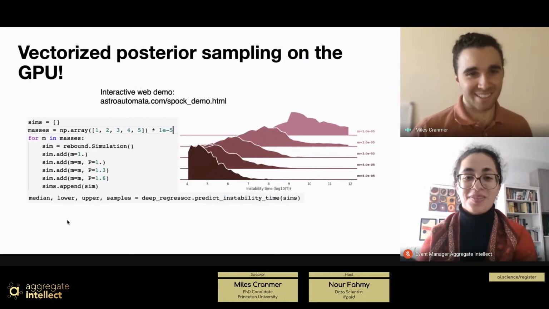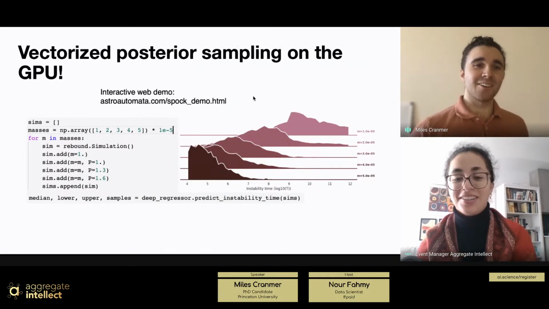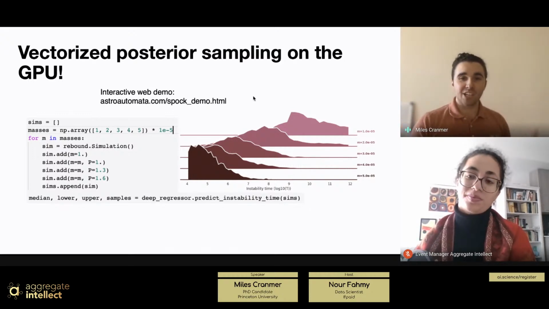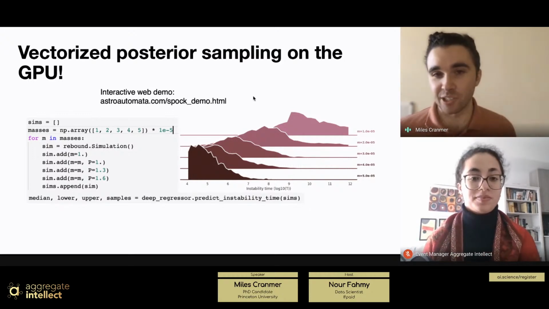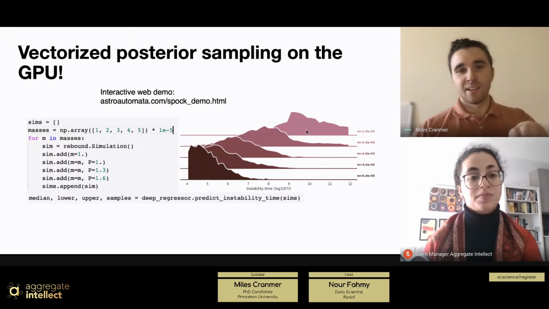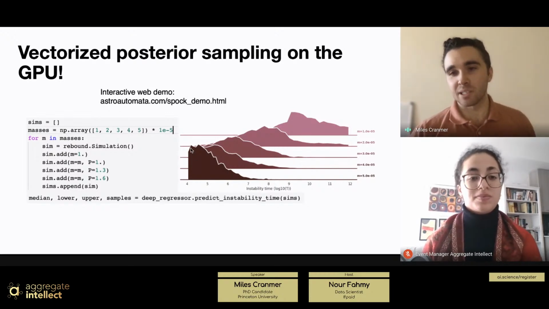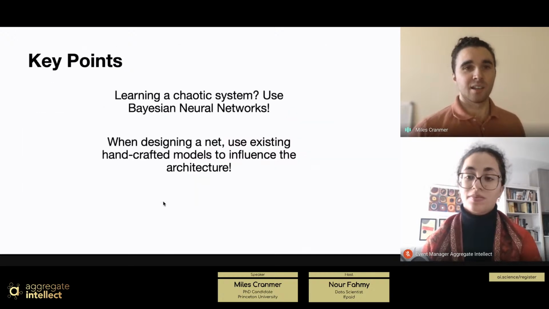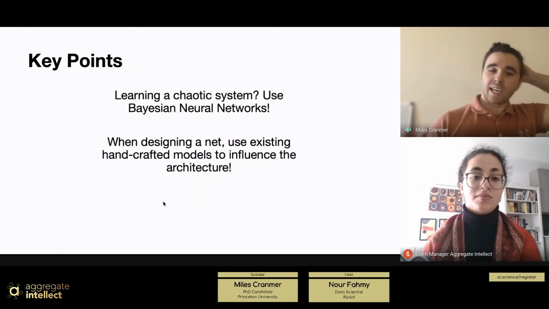SPOC. Yeah. Okay, and it's a Bayesian neural net, so you can do proper Bayesian sampling of posteriors, which is really cool. You can get a posterior over instability time, a proper Bayesian posterior. It's fast, which is nice. So yeah, those are the key points of my talk.